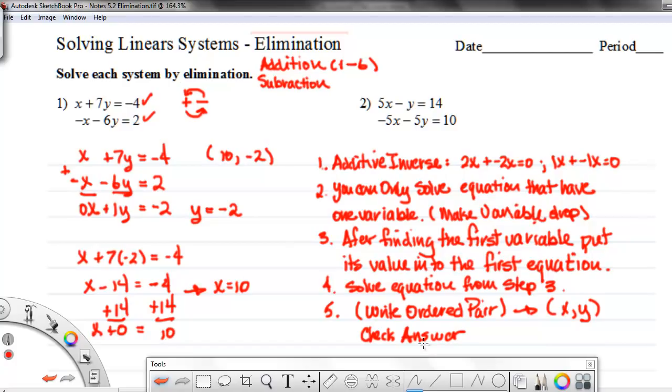Okay, I'll get set up and we'll do some that have subtraction. And if you know how to add, you know how to do subtraction. It'll be pretty easy.